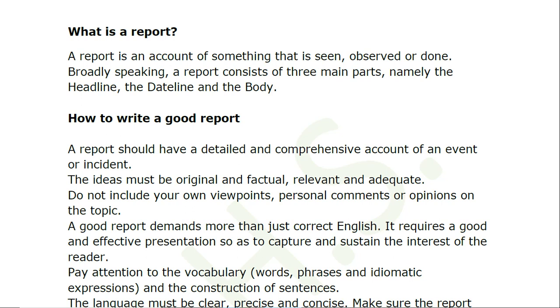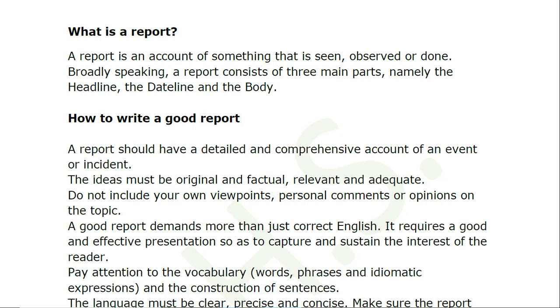Supposing you are talking of a train accident. You're talking of a train accident, and then you're not going to tell how many people died or how many people were injured or how the accident happened. What is the use of your report? So you are leaving some questions unanswered. You are not answering all the questions. So when you are writing a report, you should try to cover everything.